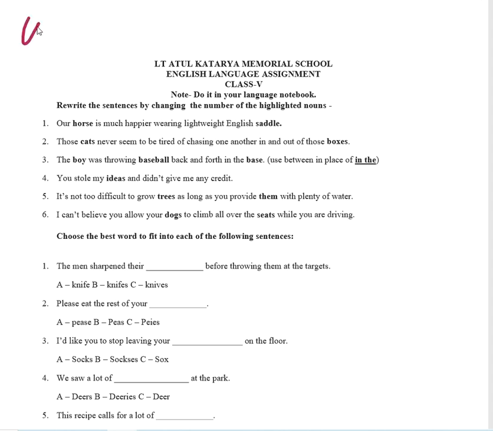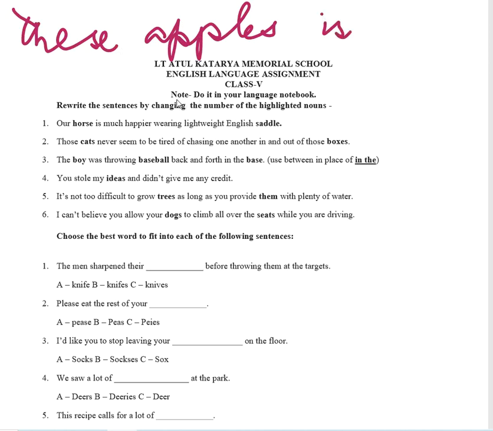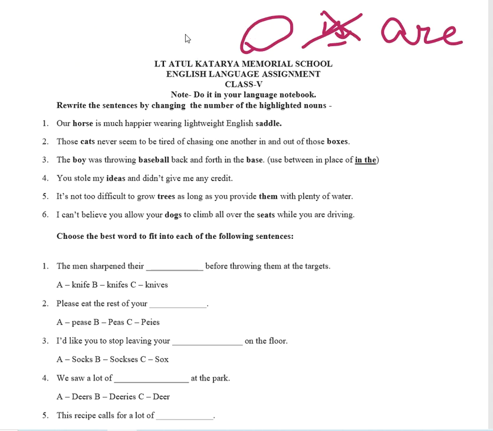Now when I write these apples, can I write is? These means more than one. Apples mean more than one. So can I write is? No, it is wrong. We cannot write is. So when I say these apples are, we will have to write are in place of is in the plural form. Is it clear? So it goes in all the sentences.